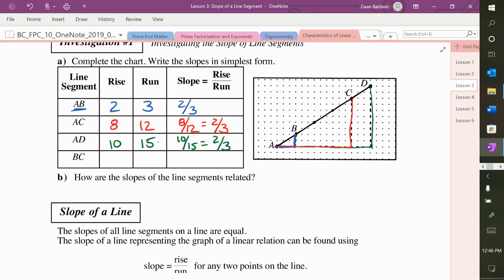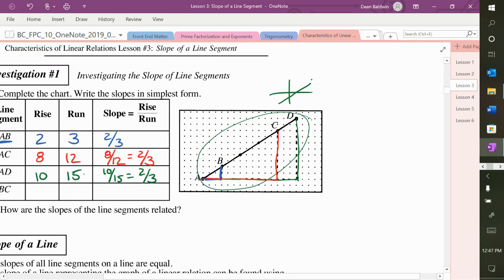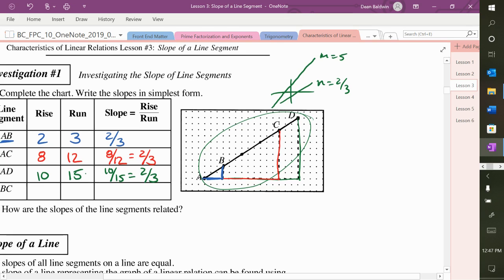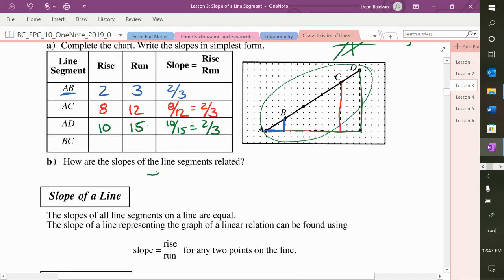Sorry? What does it look like? It's just how steep the line is. Like if I have a slope of, well, you'll see in a sec, but if I have a slope of 2/3, so this is m is equal to 2/3, and then I say I have a slope of 5, okay? The slope of 5 is going to be a lot steeper. All right, so the slopes are the same no matter where you pick the segments out of the line. So the slopes are all equal.